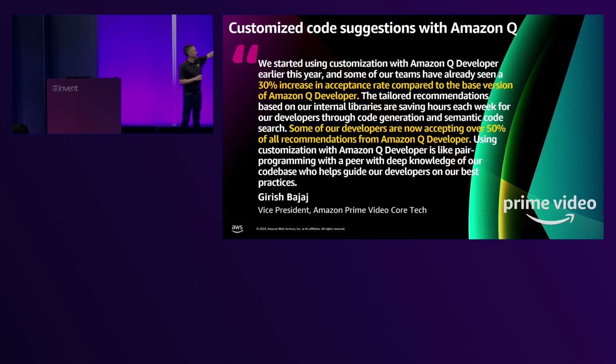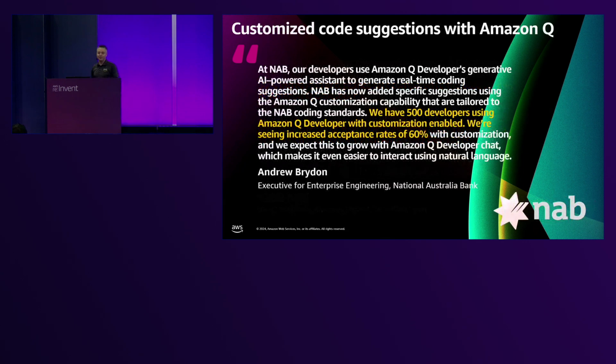So right, this isn't a 30% increase over not using generative AI. This is an additional 30% productivity improvement here on top of what they were already getting by using the tool, which is awesome. And then the second one from an external customer comes from National Australia Bank. Okay, they rolled out to 500 developers, and they're seeing an increase of 60% over what they were getting out of Q before they ran the customization. So training these customizations sees a big lift, a huge productivity boost.